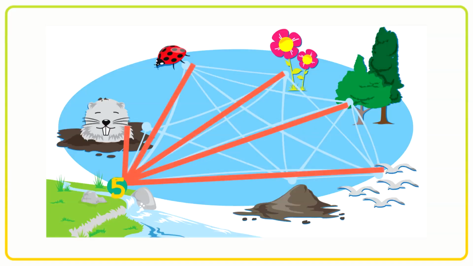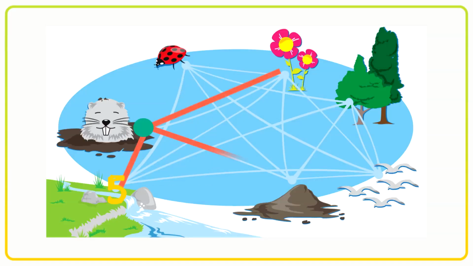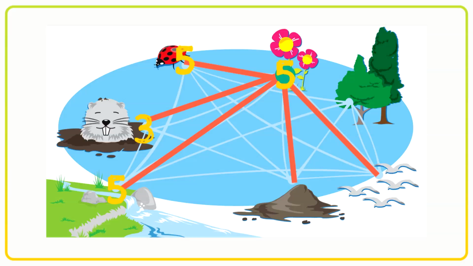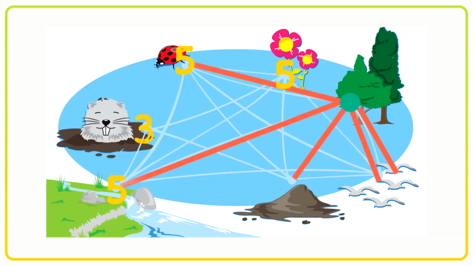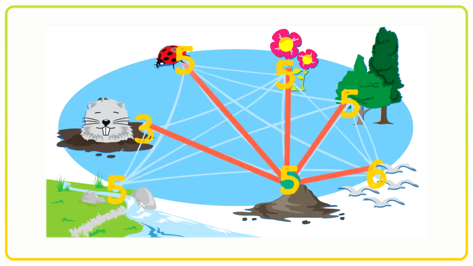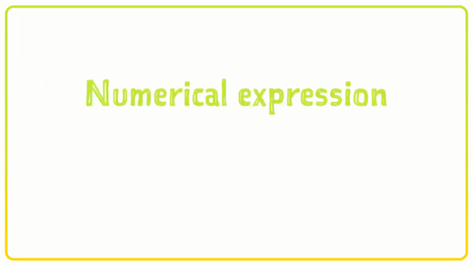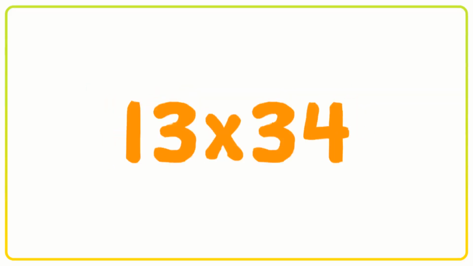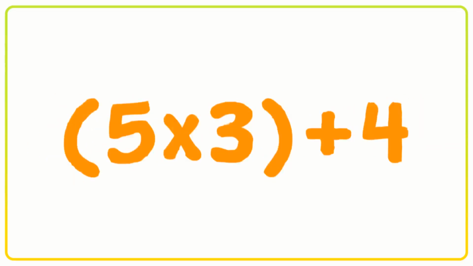When we consider all the interactions that take place in an ecosystem, such as this visual web from a city park, we see there are many interactions connected to each part of the ecosystem. We can use the numbers gathered representing these unique interactions to create a numerical expression. This numerical expression can help us solve for the total number of interactions in that ecosystem. A numerical expression is simply a phrase involving numbers and one or more math operations. For example, 13 times 34 is a numerical expression, and so is 5 times 3 plus 4.